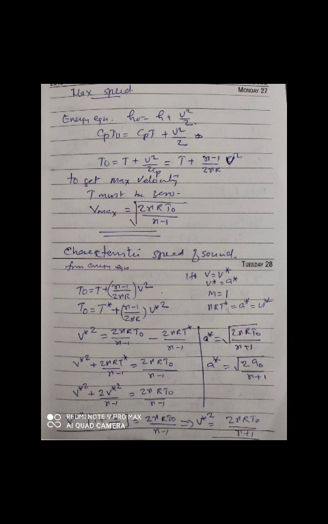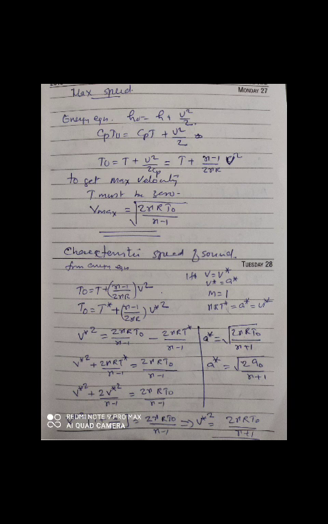Now another thing is the characteristic speed of sound, that is A star. In order to derive the expression for characteristic speed of sound, we have to understand that at the characteristic condition V is equal to V star, and this V star is equal to A star, because at the characteristic condition the Mach number is equal to 1, M star is equal to 1. That is, M is equal to V by A, so V star is equal to A star.